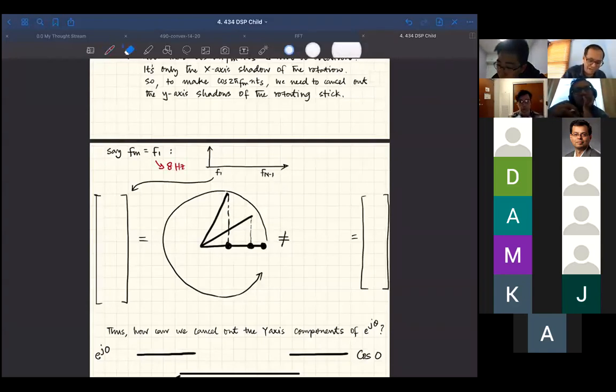Right? But I would say forget 8 Hertz. Let's just think of it in terms of F1. F1 is one cycle in n samples. So it starts here.